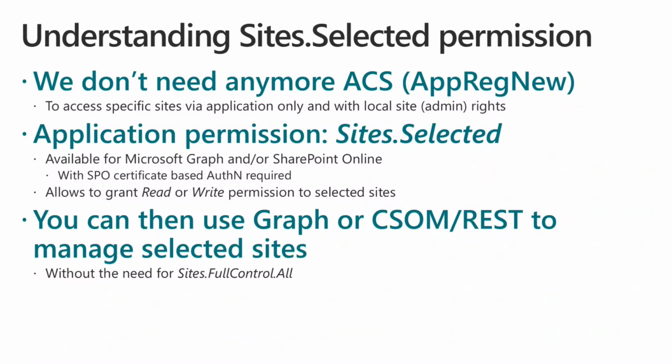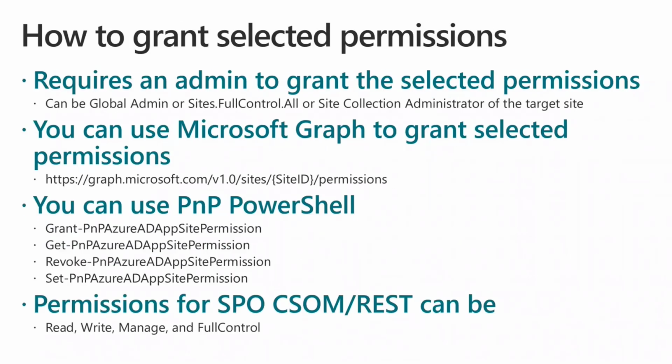Nowadays, we can also use a new flavor of permission called Sites.Selected, which is available both for Microsoft Graph and for SharePoint Online. It is an application permission. Through that permission, we can select, as the name implies, the site collections where we want to have access, and we can then use either Microsoft Graph and the Microsoft Graph SDK, or CSOM and REST, and eventually the PnP SDK to access the target site collection, selecting only the site collection that we want to manage and edit in our solution. So how does it work and what do we need to do in order to satisfy the requirements?